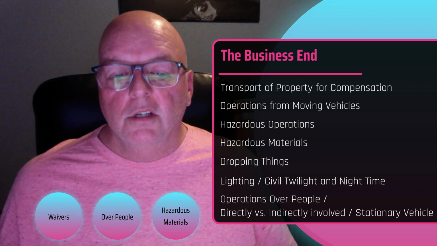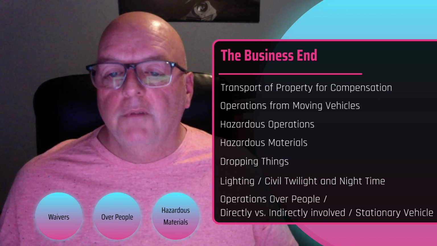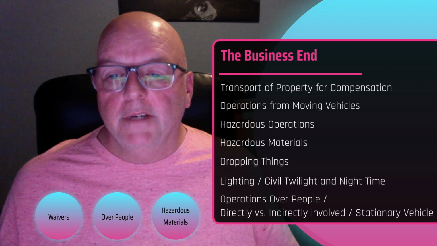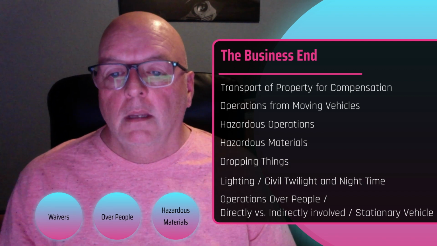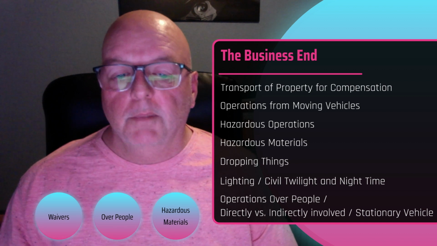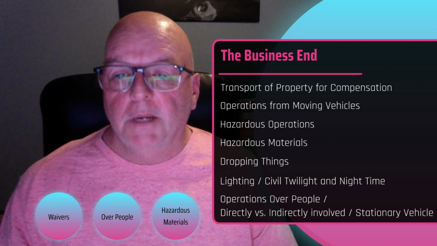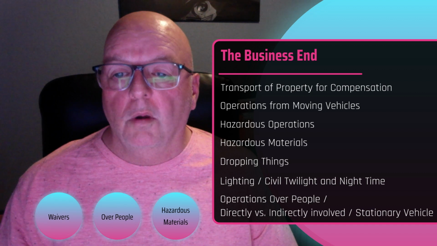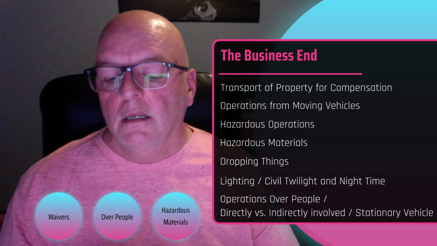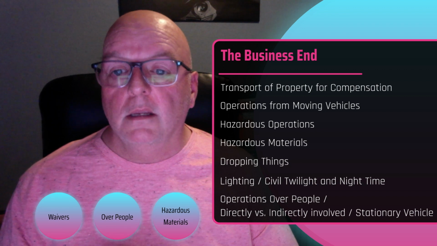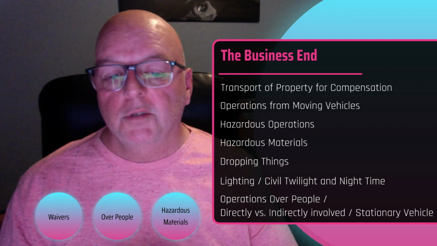And then operations over people. There is directly versus indirectly involved, and then stationary vehicle. So the rules still stand that you typically are not supposed to fly over people unless those people are directly involved with your operation. That'd be you as the RPIC, the person manipulating the controls, and any of the VOs, so your visual observers.